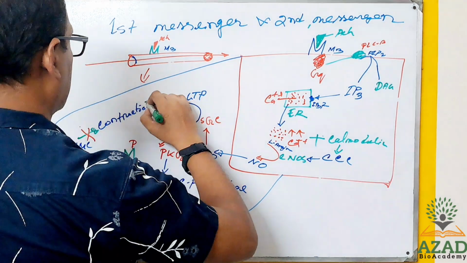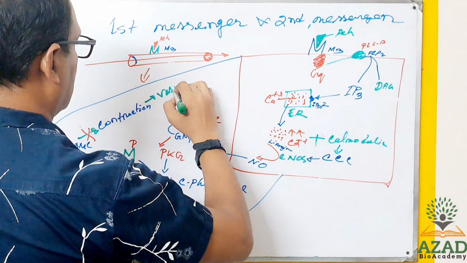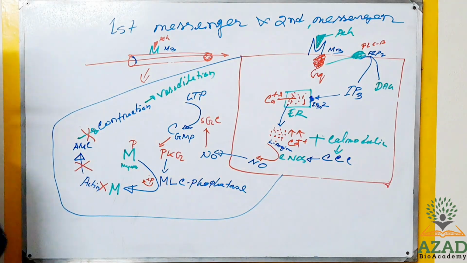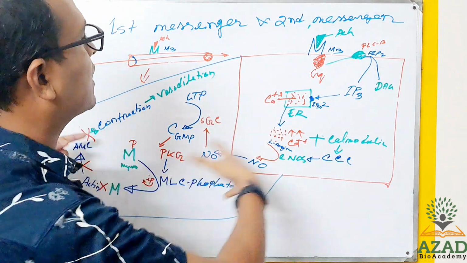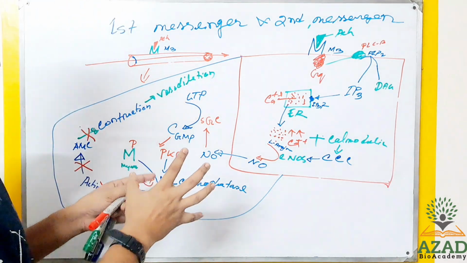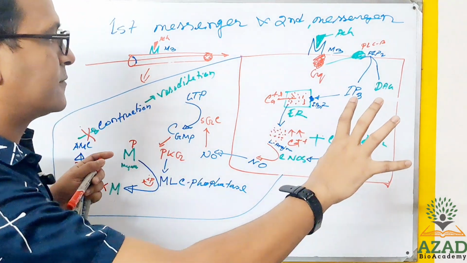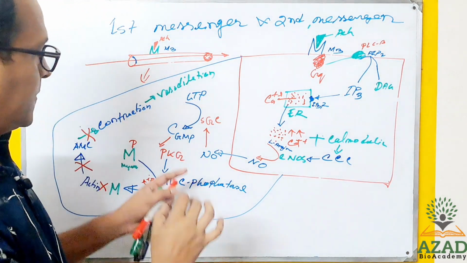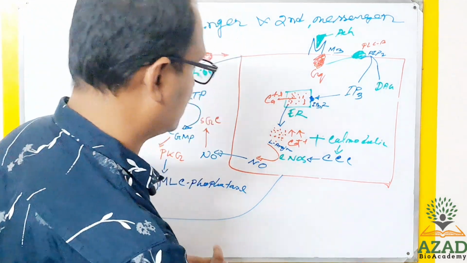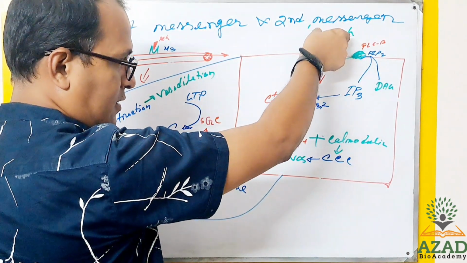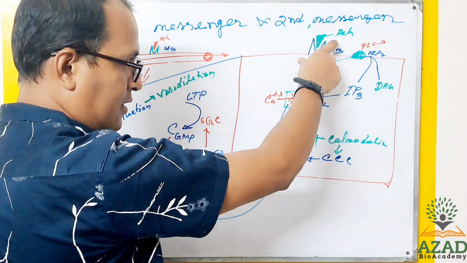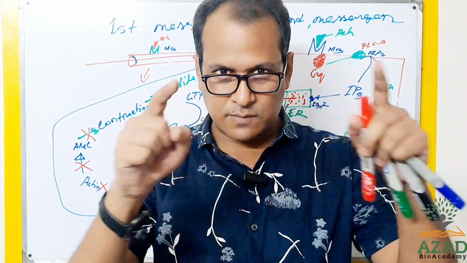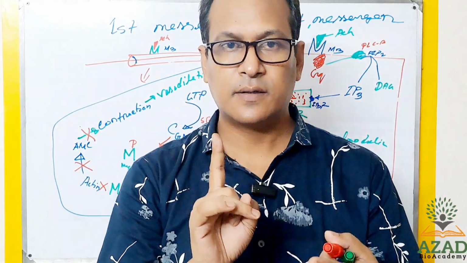So now vasodilation. Okay, so why am I discussing the mechanism of acetylcholine? Here I will explain the second messenger very precisely and very elaborately. So now acetylcholine is the first messenger because it binds with the receptor. Now I will just focus on some characteristics of the second messenger.